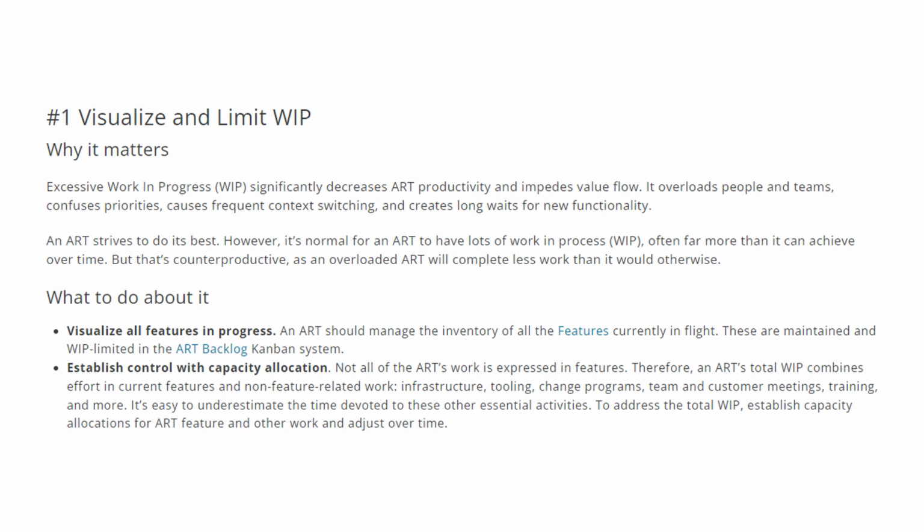The second thing is establish control with capacity allocation. Not all of the ART's work is expressed in features. Therefore, an ART's total WIP combines effort in current features and non-feature related work as well, like infrastructure, tooling, change programs, team and customer meetings, trainings, and many more. So it is easy to underestimate the time devoted to these other essential activities. To address the total WIP, establish capacity allocations for ART, feature, and other work and adjust over time.